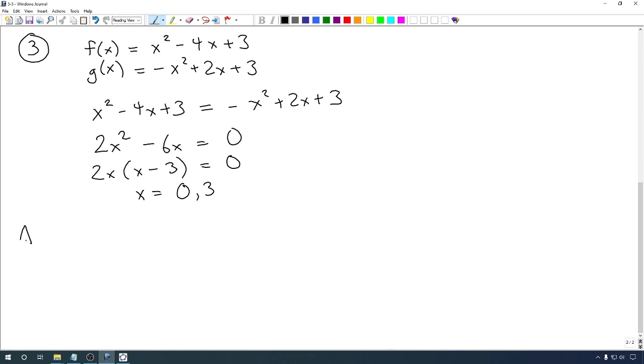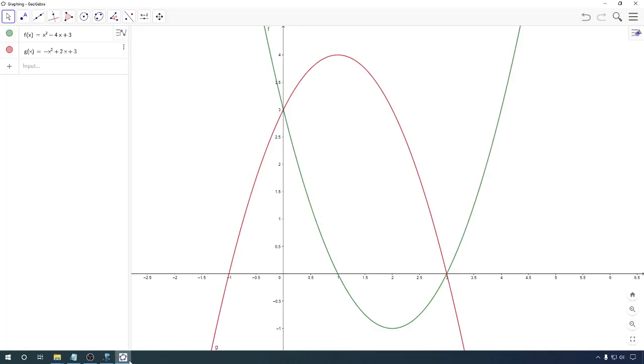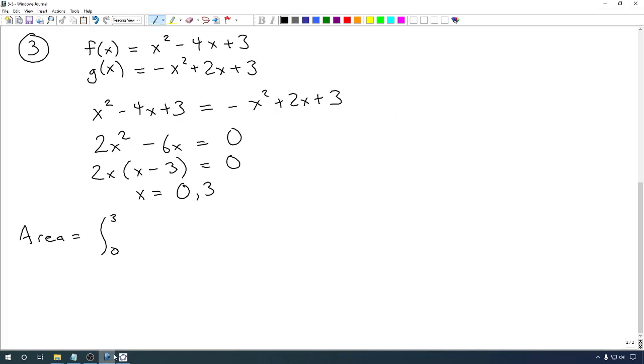So that means our area is going to be the integral from 0 to 3 of the difference of these two curves. Now, remember, we do need to know which one's on top. The top curve here is actually g. It's negative x squared plus 2x plus 3. And that's kind of important. Otherwise, if you put them in the wrong order, you're going to get a negative.